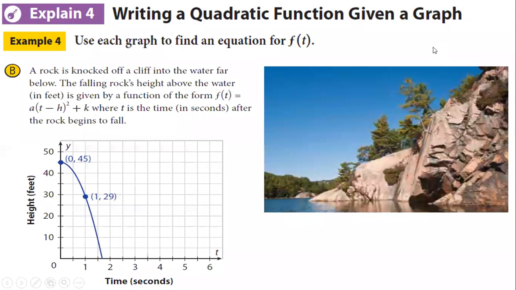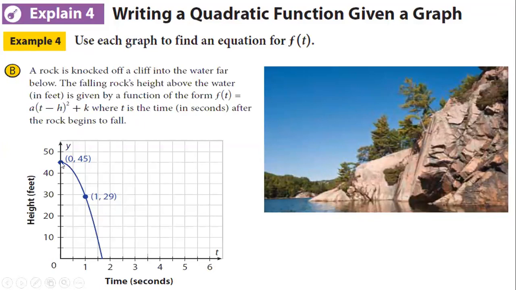Now, the last part of our lesson, writing a quadratic function given a graph. I will give you a graph like this, and I will ask you to write a quadratic function. Look at this one. A rock is knocked off a cliff into a waterfall flow. The falling rock's height above the water in feet is given by the function of the form a multiply (t minus h) power 2 plus k, where t is the time in seconds after the rock begins to fall.